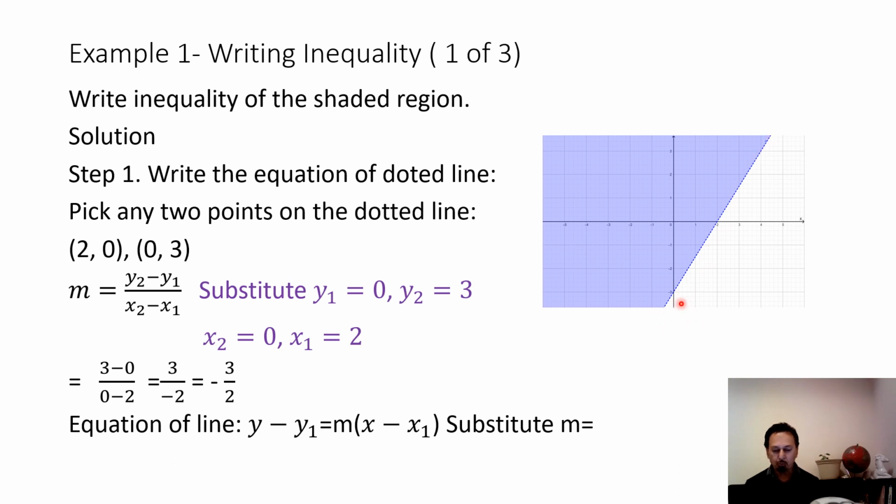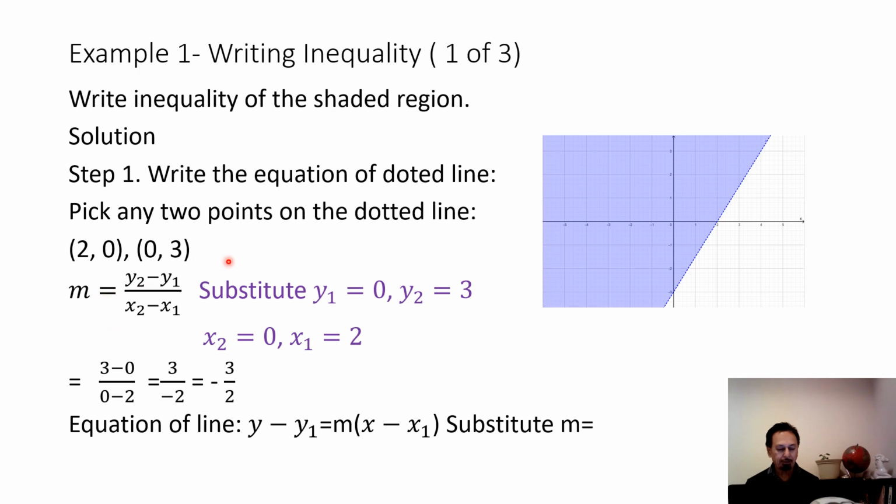So we'll pick 2 points on this line, preferably one point on the x-axis and the other point on the y-axis. The point on the x-axis looks like it's (2, 0), and the point on the y-axis is (0, 3). And then we're going to find the slope.